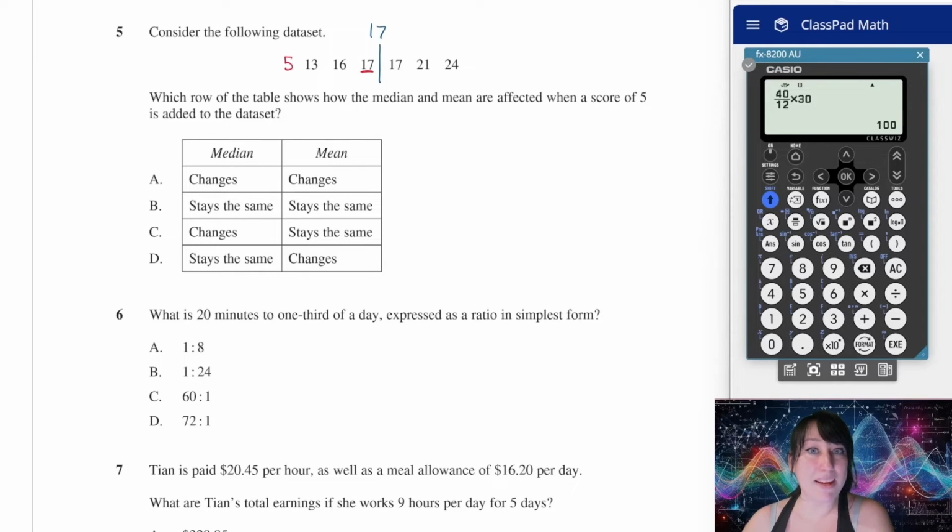Now let's talk about the mean. So the mean, or the average, takes every data point into its calculation. And so if you put a new score into a data set, it will change the mean unless that score is equal to the mean. Now, 5 being lower than the rest of the scores is definitely not going to equal the mean, and so we're guaranteed it's going to have an effect on it. So the correct answer will be D, which says that the median will actually stay the same, but the mean will change.